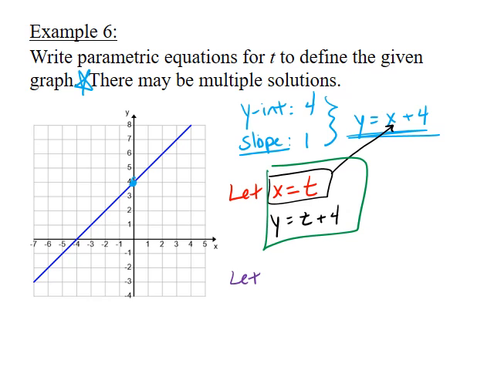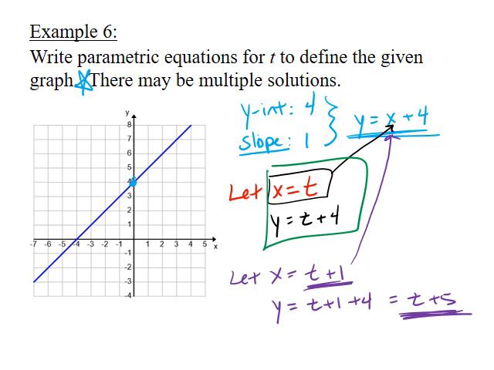Another possibility would be let x be t plus 1. Okay, well, if x is t plus 1, you're going to plug all of that in there. So y equals t plus 1 plus 4, or y equals t plus 5. So this would be another representation.